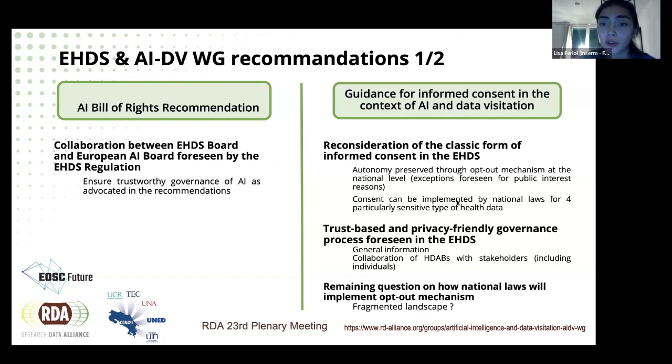On the deliverable of informed consent, it shows that the EHDS reconsiders the classic form of consent in the context of the EHDS and bases the protection of individual rights and interests on the planned governance measures. However, questions remain here as to whether the implementation of the opt-out mechanism for individuals will be truly harmonized to promote the secondary use of health data, including for the development of AI. Next slide, please.